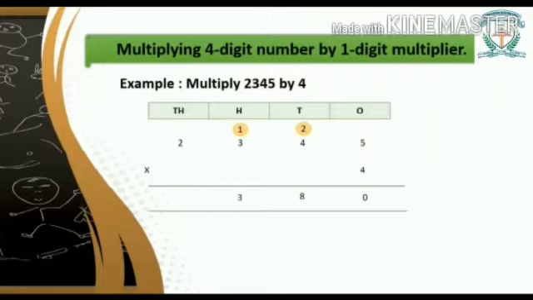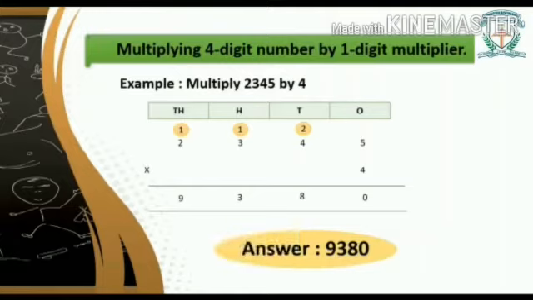Now we multiply 4 times 3 and add 1. 4 times 3 is 12 and 12 plus 1 is 13. Once again carry 1. Now multiply 4 times 2 and add 1. 4 times 2 is 8 and 8 plus 1 is 9. The product of 2345 and 4 is 9380. Similarly, we can multiply with 5 digits also.